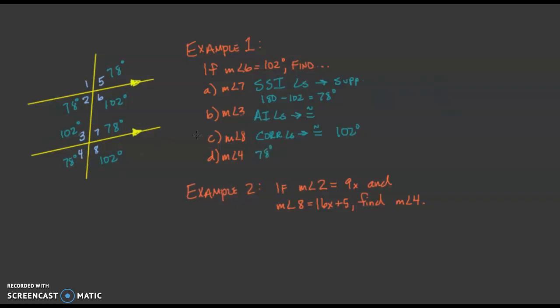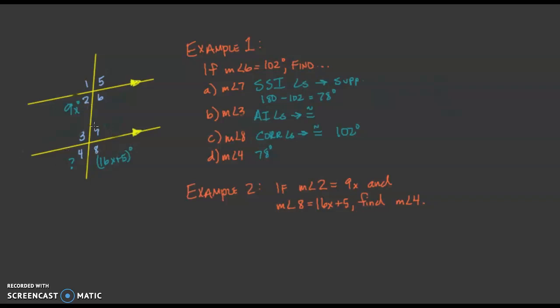Now in example 2, we're going to apply some of those same ideas, only now with a little bit of algebra involved. So first, let me get rid of these measures that we had for example 1. Example 2 says, if the measure of angle 2 is 9x and the measure of angle 8 is 16x plus 5, find the measure of angle 4. So we have angle 4 that we're looking for. Angle 2 is 9x degrees, and angle 8 is 16x plus 5 for its measure.